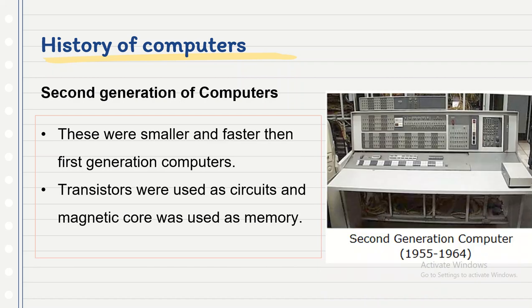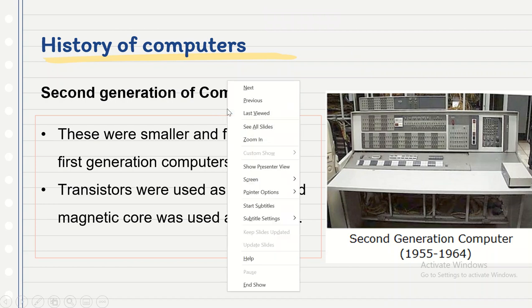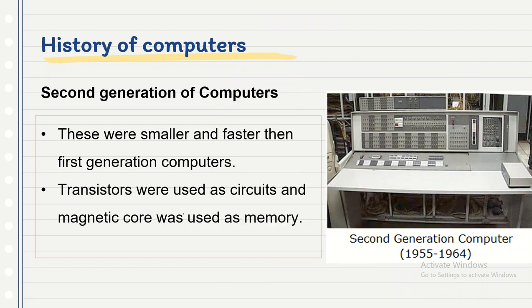In second generation of computer, the size of the computer became a little bit smaller because in place of cathode ray tubes, transistors were used. Transistors are also electric devices which are used for the transfer of electricity. So transistors were used, as well as magnetic core was used as memory.